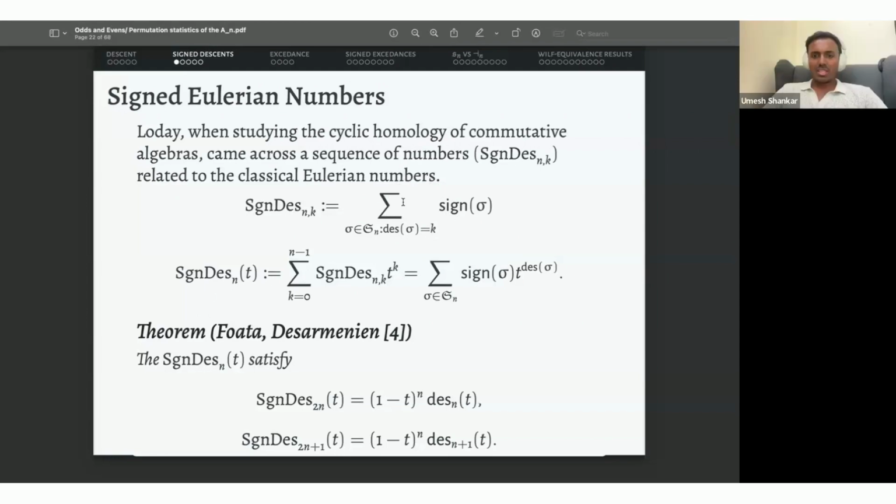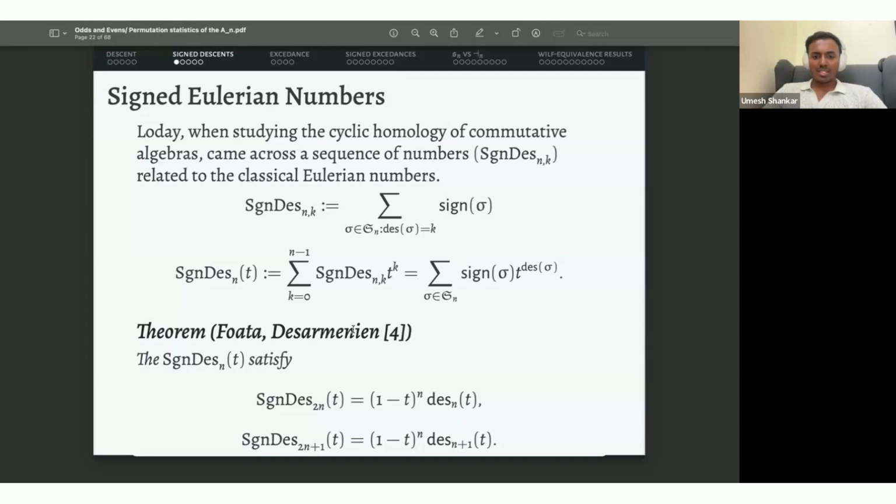Yeah. So he looked at this summation where you look at all permutations in Sn that have exactly k descents and you just count the sign of those permutations. So if you just count one instead of the sign, you will get the Eulerian number. But here you're counting the sign. So this is slightly different from the Eulerian number.